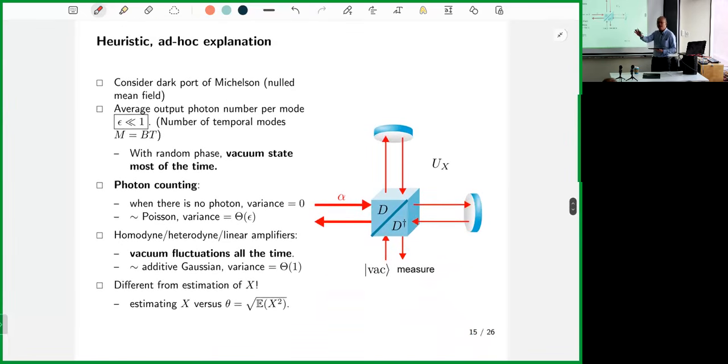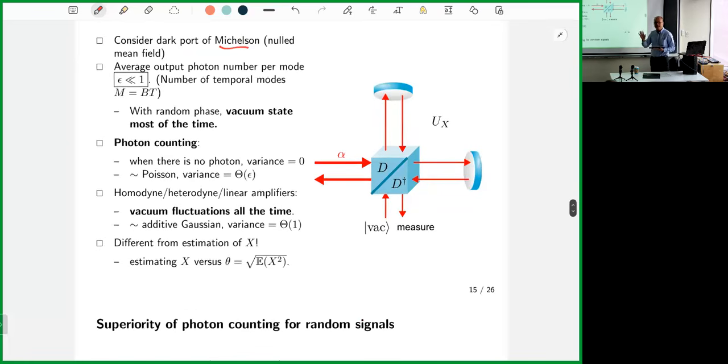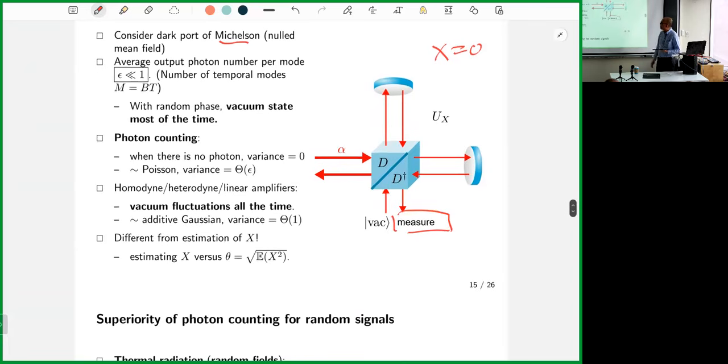Okay, now I'll come back to this question, why the enhancement is so large. Let me start with a very heuristic explanation first. Look at the Michelson interferometer and assume that there's no noise at the beginning. Let's assume that for now, X is equal to 0. Everything is perfect. And we measure the dark port.